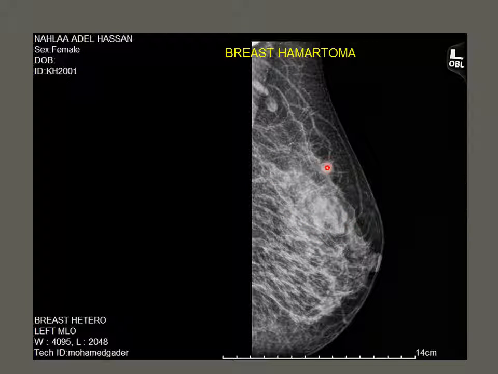In left MLO, we found this mass has the same fibroglandular tissue, looking like a well-defined pseudo capsule containing fatty tissue and glandular tissue. It is called breast within breast. This is characteristic of breast hamartoma, breast within breast. In this case, no microcalcification, no macrocalcification seen.